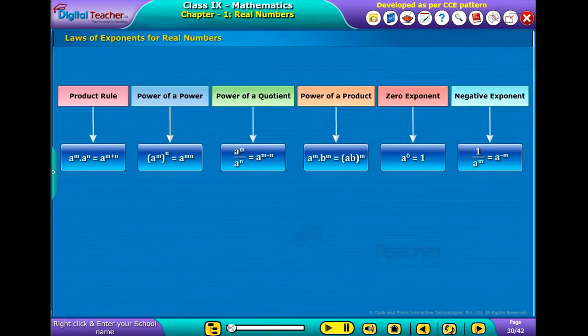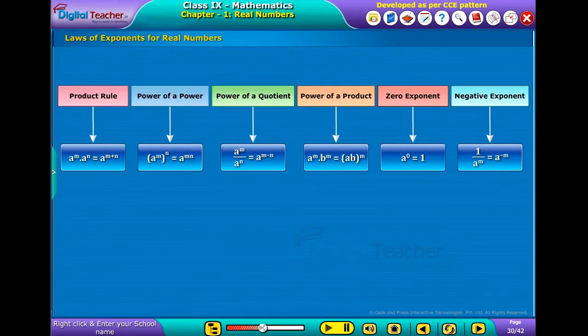Let us discuss the laws of exponents for real numbers. The laws of exponents are: product rule. The product rule is defined as a^m × a^n = a^(m+n). Power of a power. The power of a power rule is defined as (a^m)^n = a^(mn). Power of a quotient.